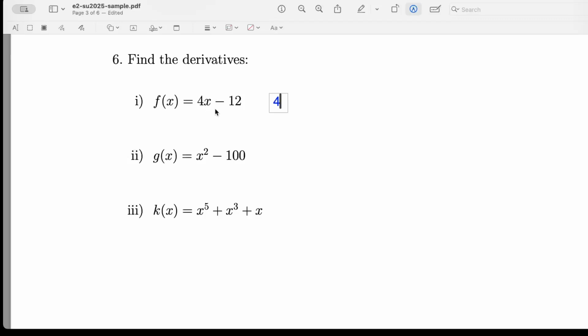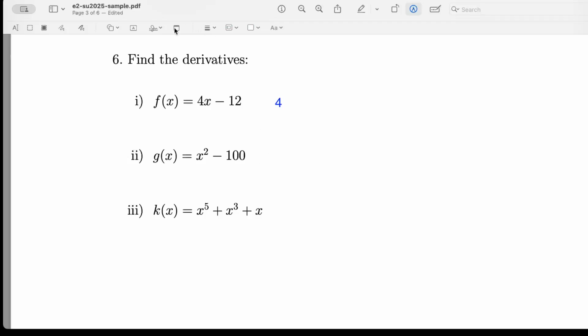Now, if you wanted to use the power rule here, you could. Think of that as 4 times x to the 1. So x to the 1's derivative would be 1 times x to the 0. That actually is 1, because anything to the 0 is 1. And so we have 4 times 1 there. And the minus 12 doesn't matter, because whenever you have a constant, you kill it. It dies when you take the derivative. Its derivative is 0.